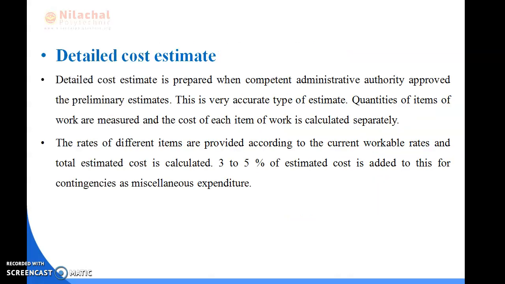Then we go through detailed cost estimate. The detailed cost estimate is prepared when the competent administrative authority approves the preliminary estimate. This is a very accurate type of estimate. Quantities of items of work are measured and the cost of each item of work is calculated separately. The rate of different items are provided according to the current workable rate and total estimated cost is calculated. 3 to 5% of estimated cost is added to this for contingency or miscellaneous expenditure.